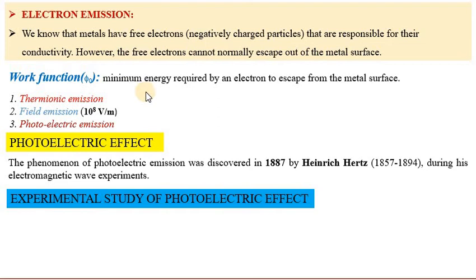Now I am coming to the process of emitting electrons from the metal surface. There are mainly three kinds of process to emit electrons from the metal surface: thermionic emission, field emission, and photoelectric emission. So what is thermionic emission?